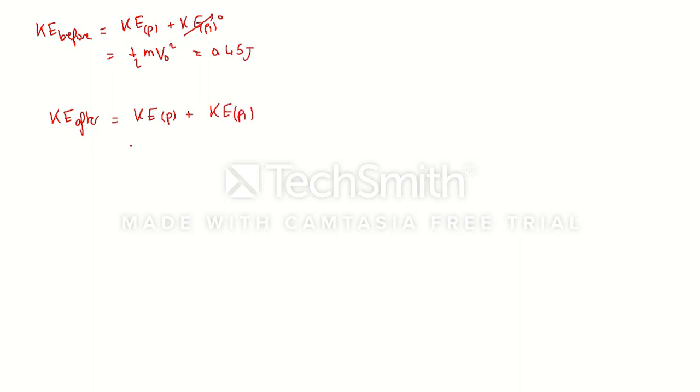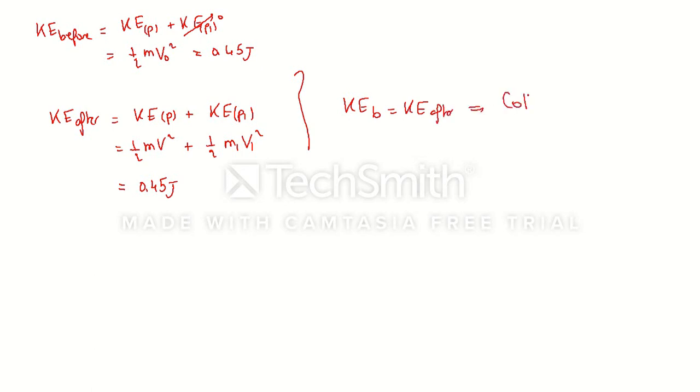For after the collision, the kinetic energy is equal to half m v squared, which we already found, plus half m1 v1 squared, which is given. Then we obtain as answer 0.45 joules also. And since KE before is equal to KE after, this means that the collision is elastic.